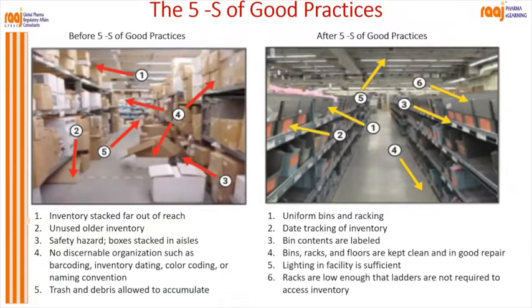So you can see the barcoding, inventory dating, color coding, or naming convention. Everything becomes very important. Then trash and debris allowed to accumulate. Look at the right side. After 5S, uniform bins and racking, date tracking of inventory, bin contents labeled. You can see all are labeled and properly stacked. Lighting in the facility is sufficient. Racks are low enough that ladders are not required to assist in inventory.